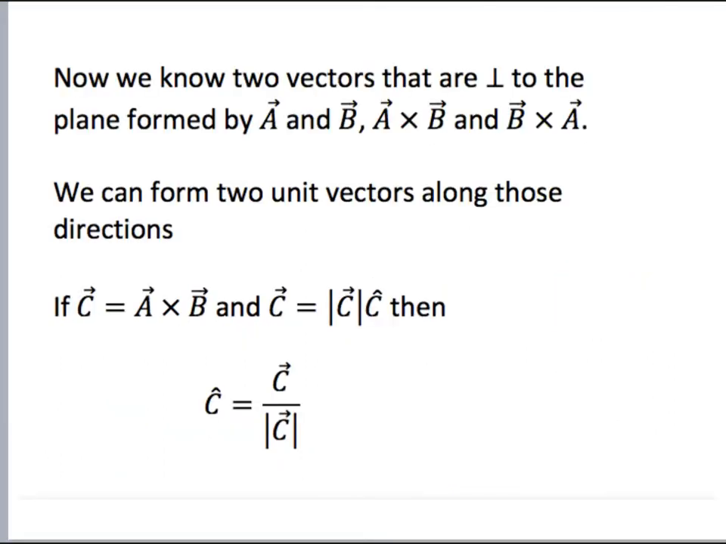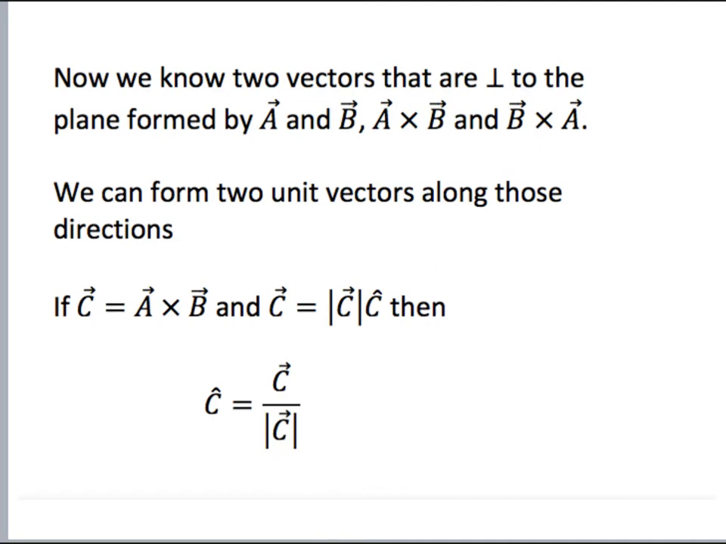Now, if we know that the two vectors that are perpendicular to the plane formed by A and B are A cross B and B cross A, we can form two unit vectors along those directions. Now, we have C equals A cross B, and that's just what we calculated, but any vector C can be written as the magnitude of C times the unit vector that points in the direction of C. And so if we want to find the unit vector, we can just divide both sides by the magnitude of C. That'll get C hat by itself. And so C hat is equal to C vector divided by C magnitude.